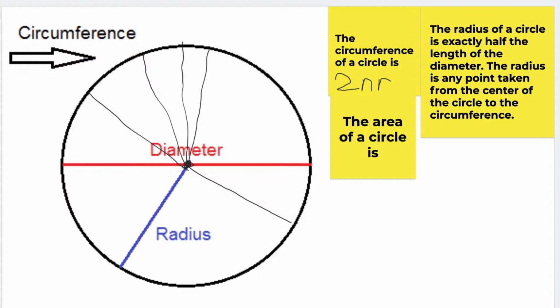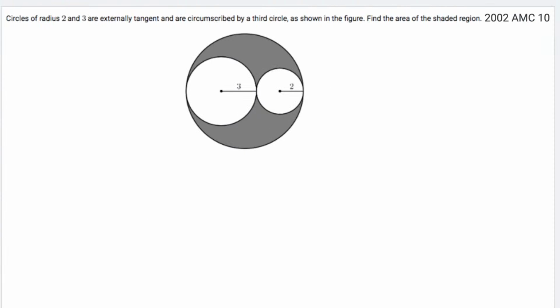Now we're going to use this information to solve some basic problems that you shouldn't have a hard time with, but if you do, that's perfectly fine. Circles of radius 2 and 3 are externally tangent and are circumscribed by a third circle as shown in the figure. Find the area of the shaded region. We need to find the area of the bigger circle, and then subtract the area of the two smaller circles.